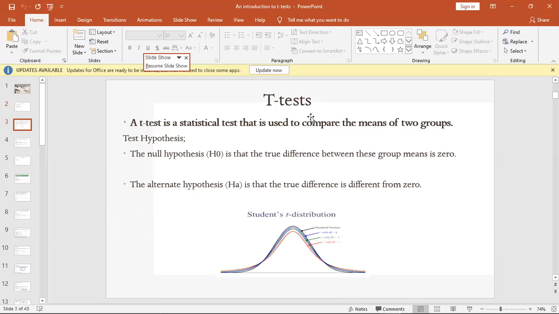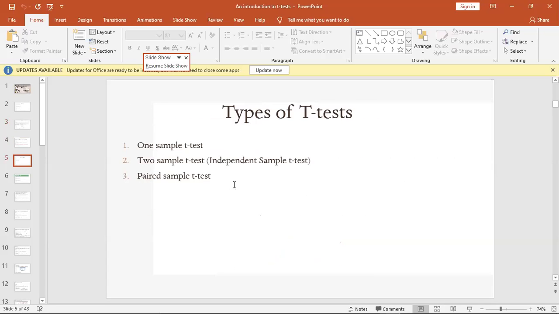So, t-test. Normally, we use t-test to compare means of two groups. That is the simple way that I can explain why you use t-test. There are three types: one sample t-test, two sample t-test, and paired sample t-test.